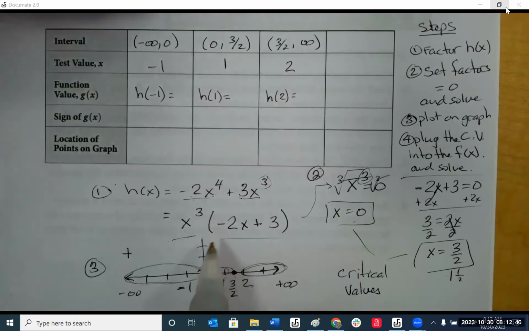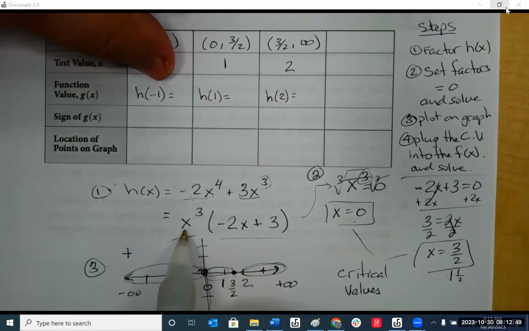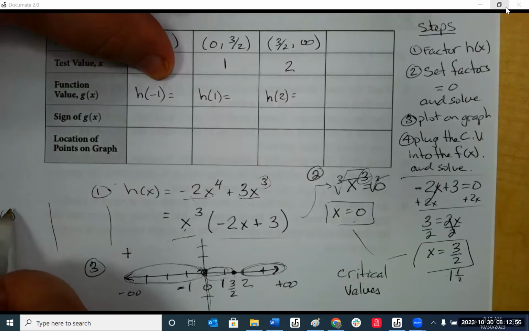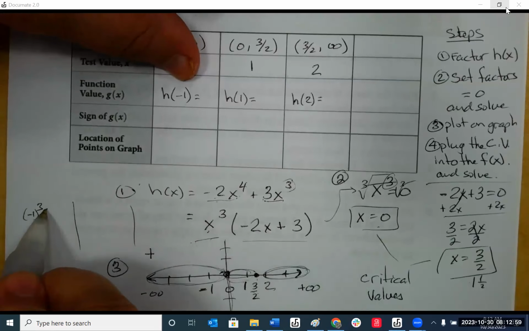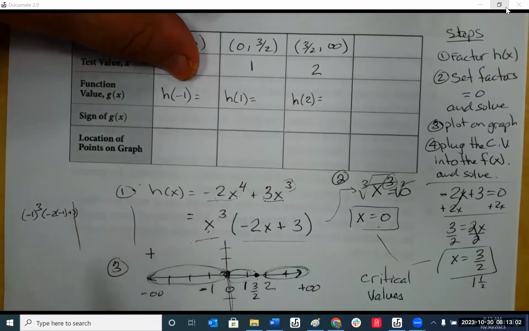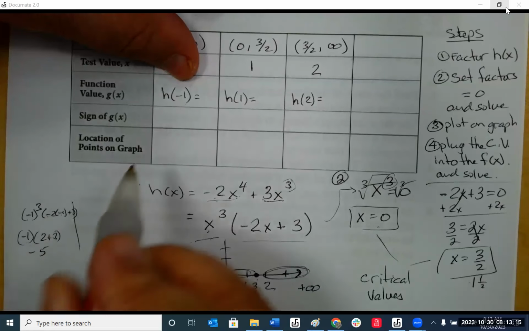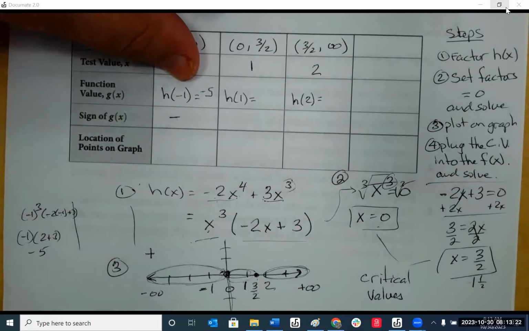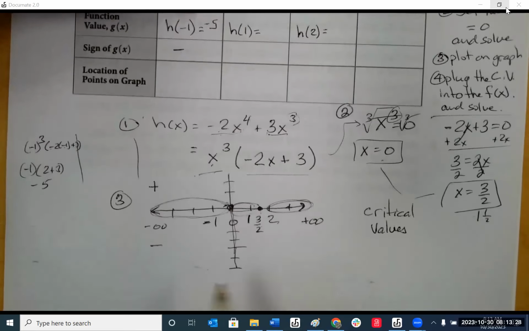Since we have a factor here, let's go and use those. So when x is -1, we have -1 cubed, -2 times -1 plus 3. -1 cubed is -1. Negative times negative is a positive, 2 plus 3. So this is -1 times 5, which is -5. The sign is negative. So what this tells us is at -1, our dot will be at -5, which is below the x-axis.